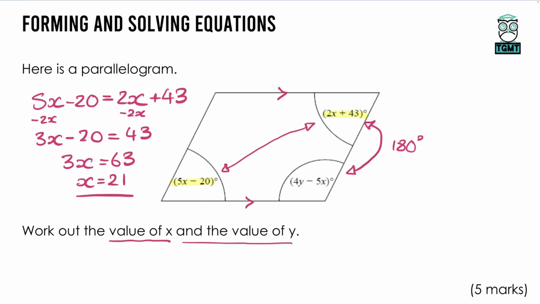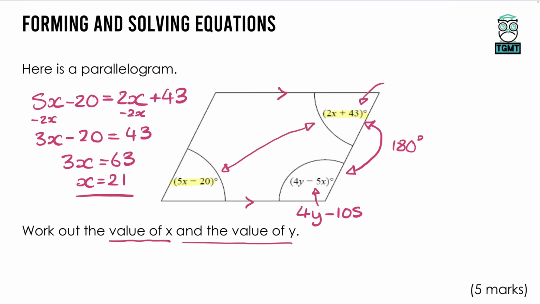So if I substitute this value of x into this bottom angle, it is now 4y minus 5 lots of 21, which is 105 degrees. So I now have an equation. I know the size of this angle as well, and I know that they're both going to add up to 180. So let's also substitute the value of x into this one.